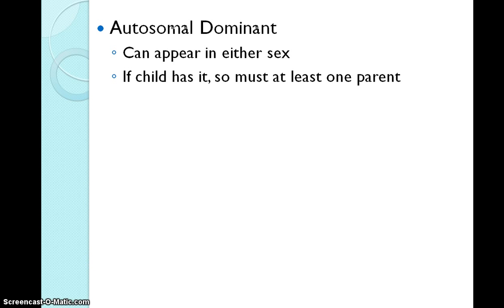Autosomal dominant traits are autosomal. That means they are carried on chromosomes number 1 through 22. So sex plays no role in the inheritance of these traits. So a sign for an autosomal dominant trait would be that it appears equally in either sex. Another characteristic of an autosomal dominant trait would be that if a child has it, it must also be seen in at least one parent. In other words, autosomal dominant traits do not skip generations. If a child has it, at least one parent must also have it. This is the primary sign of an autosomal dominant trait.